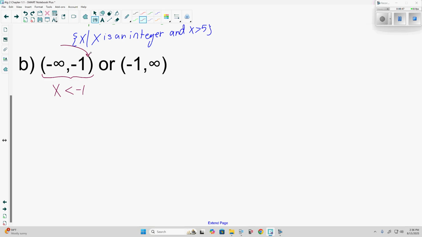Because if it is, we need to look at the symbol after the negative 1 or next to it. If it's this bracket, it's included. If it's a parenthesis, it's not. So here, do we have a parenthesis or a bracket? Parenthesis. So we cannot have it equal to it. It's just going to be less than.